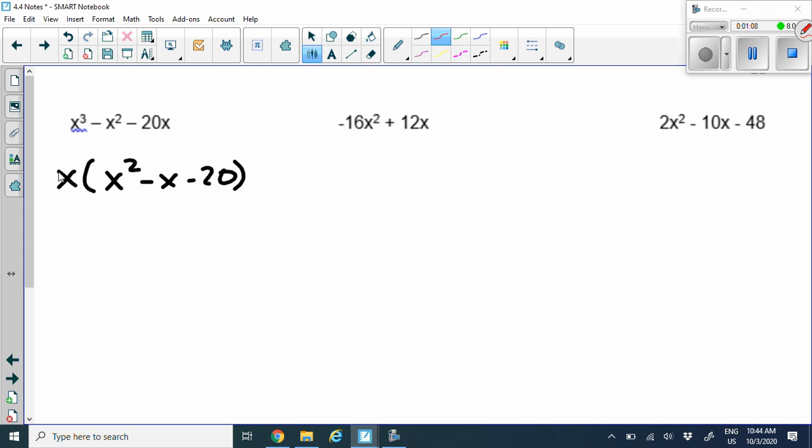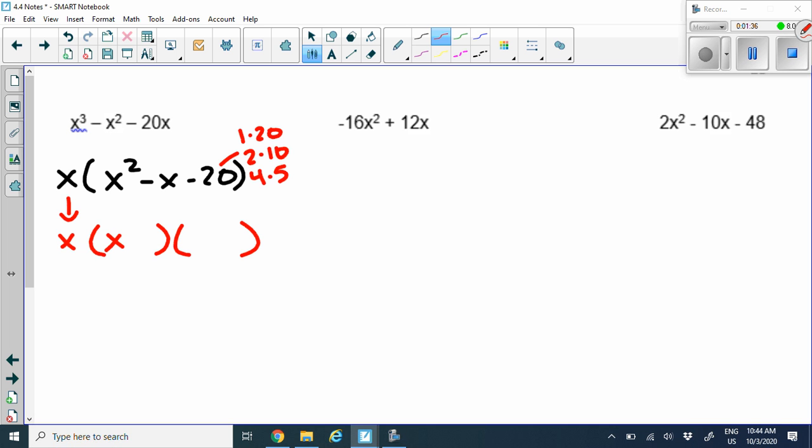Now notice our a value is 1, so that means we only need to find the factors of 20, or the numbers that multiply to 20. So we have 1 and 20, 2 and 10, and then 4 and 5. Okay, which pair could add or subtract to a negative 1x? That's going to be our 4 and 5. Now don't forget, anytime you take something out, you need to keep it and bring it down. So I took my common factor, I rewrote, and now I can factor more.